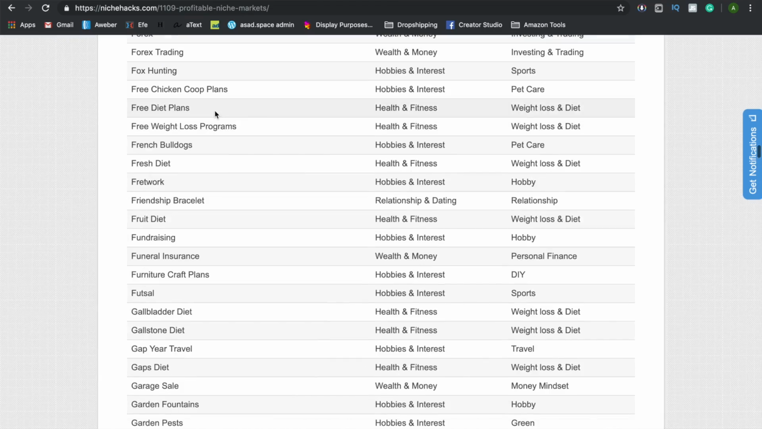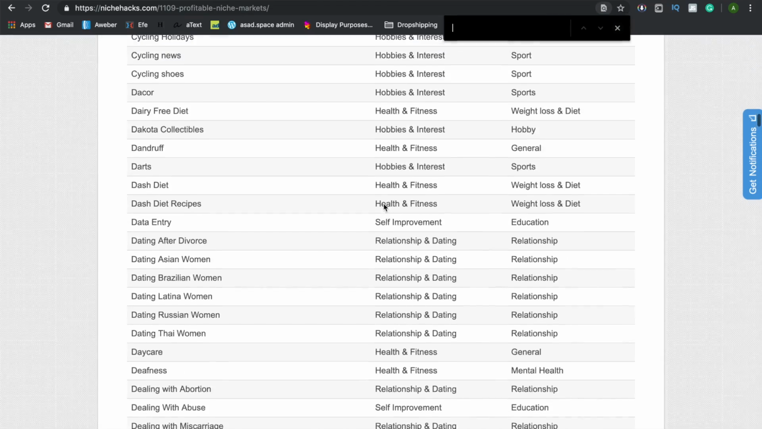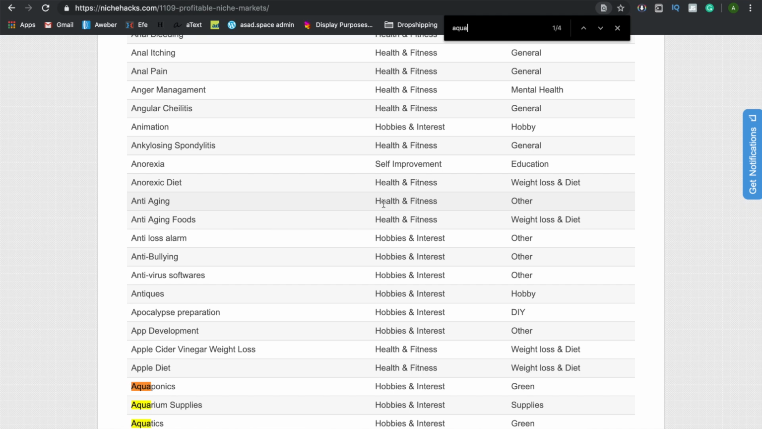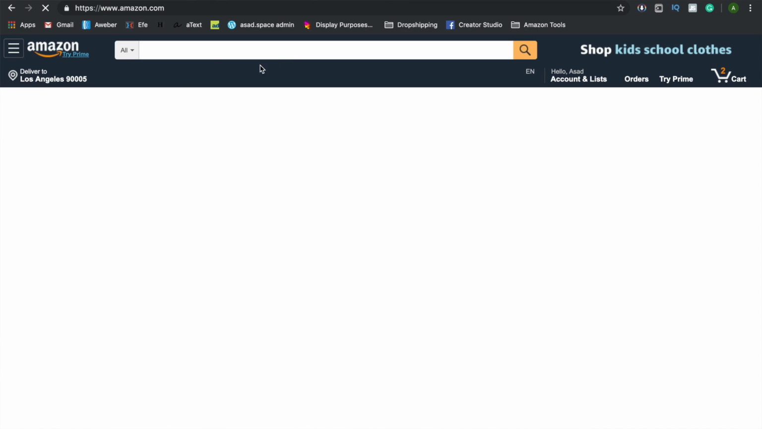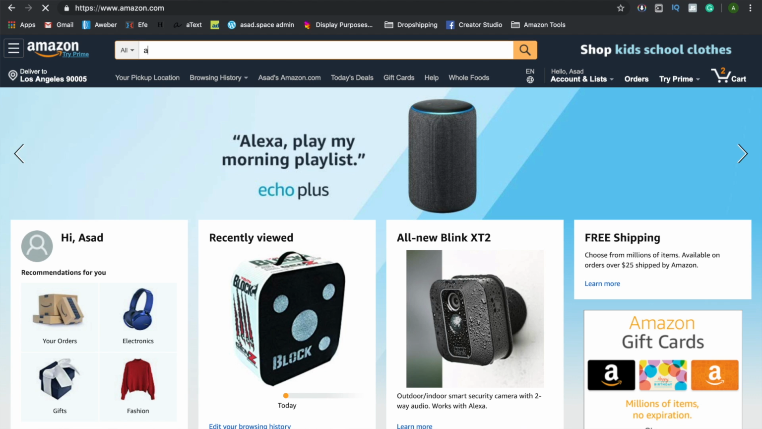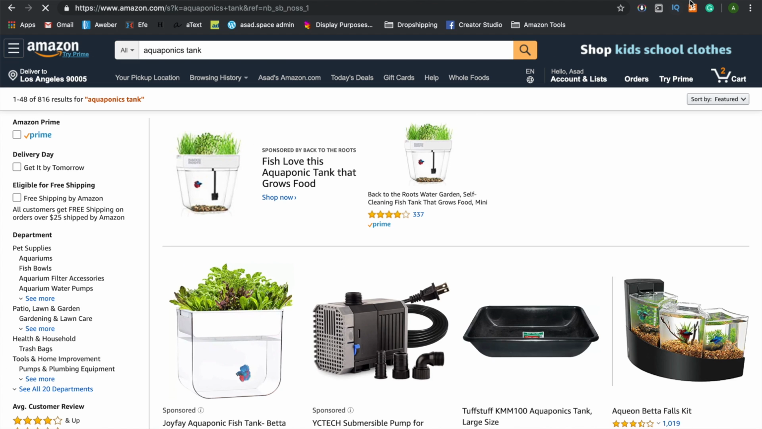I was looking at this earlier and I came across something called aquaponics. Now, I'm not too familiar with aquaponics. I've heard about it a little bit, but I went to Amazon and I looked up aquaponics tanks. Right off the bat, what I look at is the number of results that aquaponics tank brings up. So 816 is not very many at all for Amazon. Amazon has millions and millions of listings. So if the main keyword for your listing has less than 1,000, that's really, really good news. Now, what that means is the competition isn't very high.